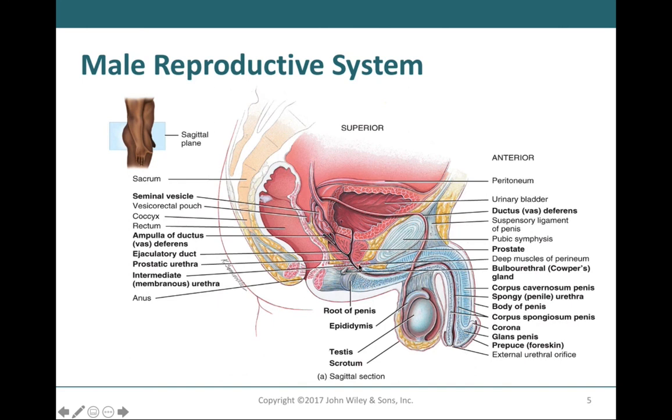The penis can be separated into a root, as well as a body, and also a head.